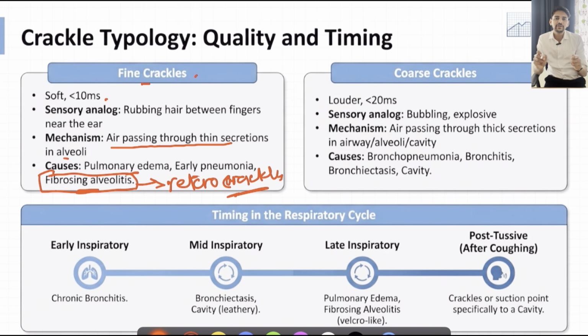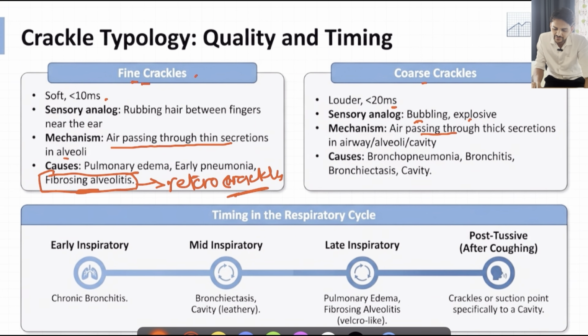If you strip away the Velcro, whatever the sound is heard, that is typical of fibrosing alveolitis. Coming to the coarse crackles, these are quite louder, again non-musical, non-continuous, bubbling kind of sounds. When we compare them with fine crackles, these are quite long lasting, about 20 milliseconds, but not to the extent of rhonchi, which are much longer, about 80 milliseconds. The analogy is bubbling, explosive kind of sounds.